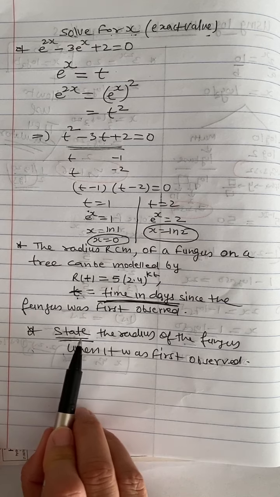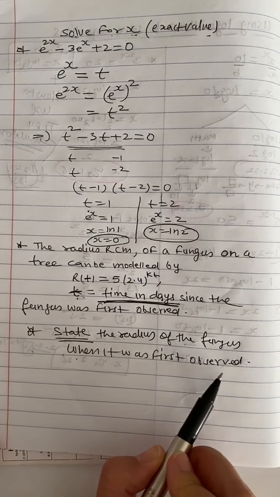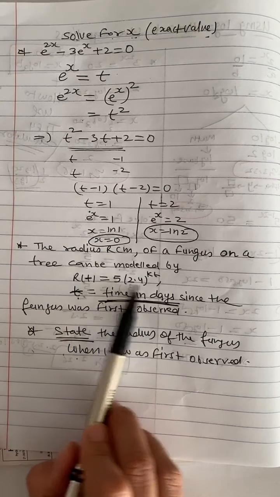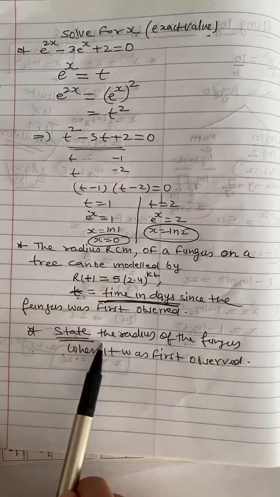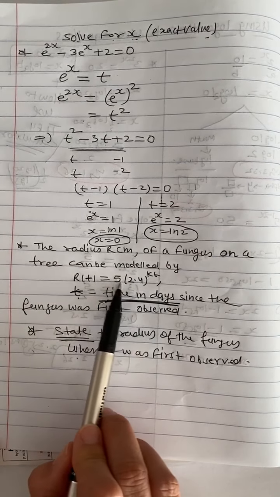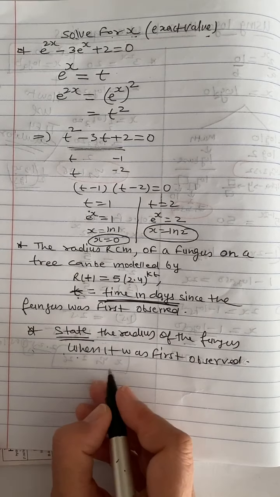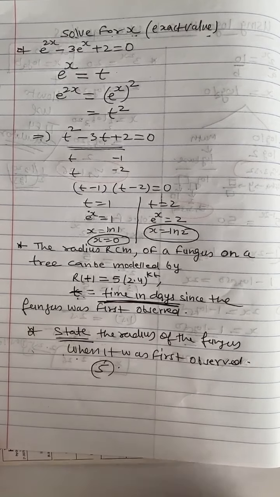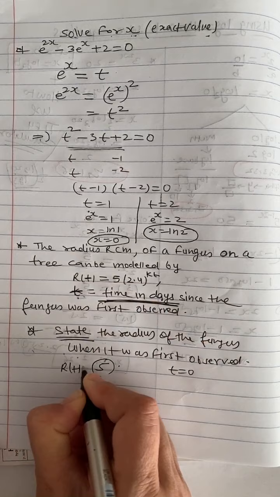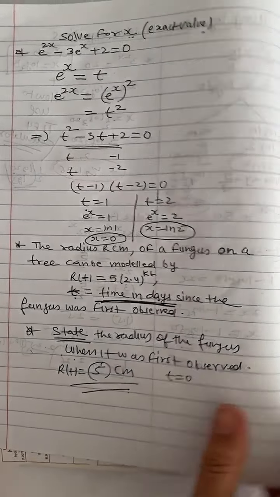Now the first question you need to do is state the radius of the fungus when it was first observed. State means you don't have to show any working, so you can do that in your head. First observed means time is 0, obviously. So this factor is 1, and the initial value for the radius of the fungus was 5. So we will say 5 as our final answer. When t is 0 and you substitute, R(t) is equal to 5 centimeters. So that will be your answer. Make sure that you also include the units.